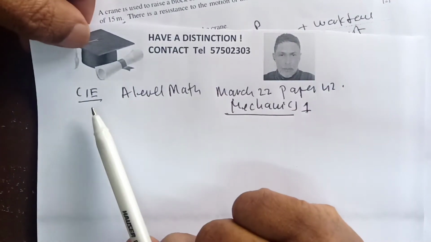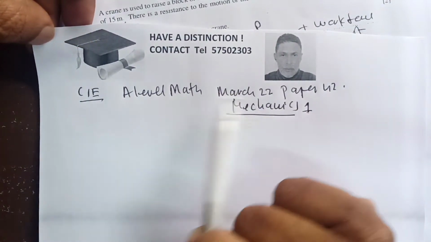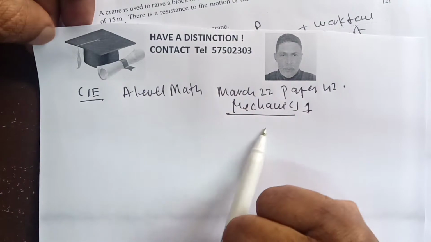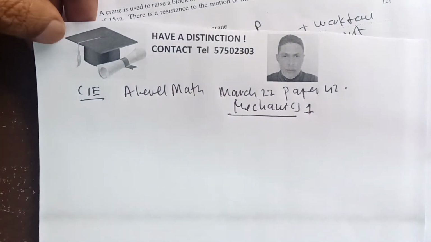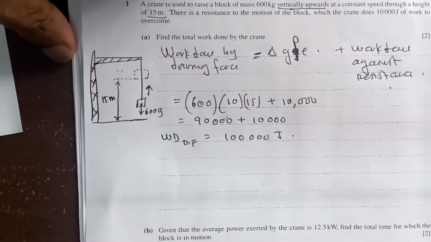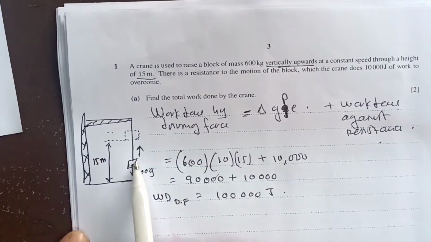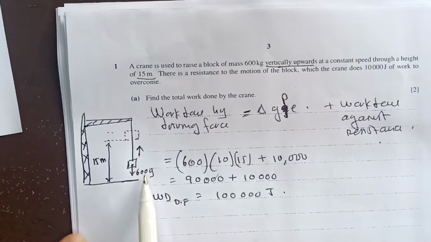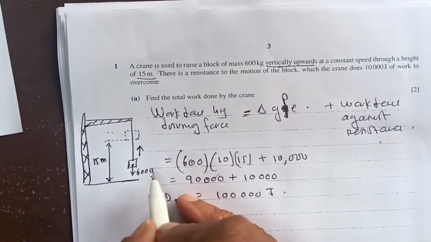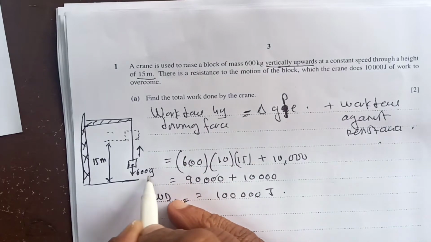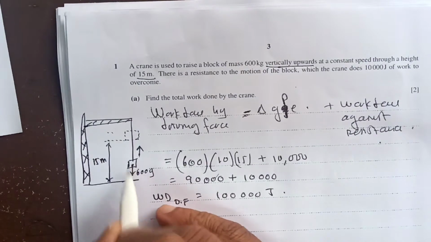Now we are going to do March 22, paper 42, mechanics 1. Okay. Now, look at the first question. You are given a crane which is lifting a load of 600 kilogram. So 600 times g, which is acceleration due to gravity. This is the downward force.